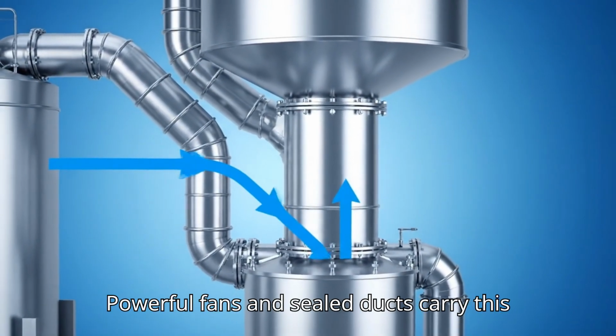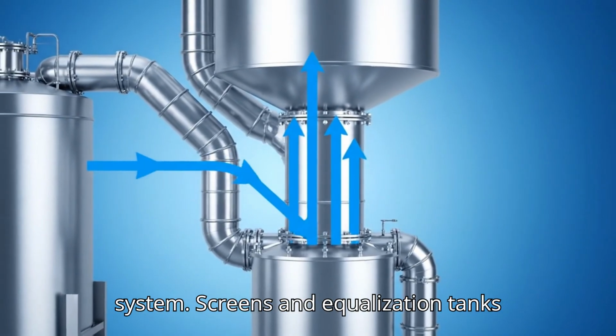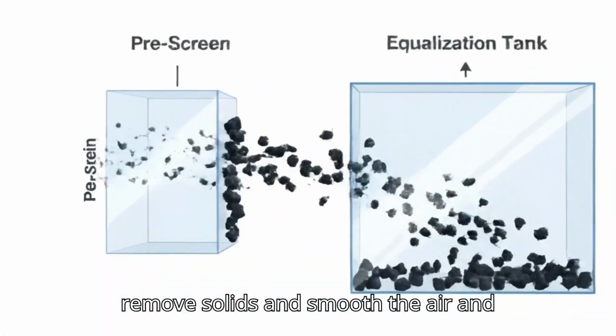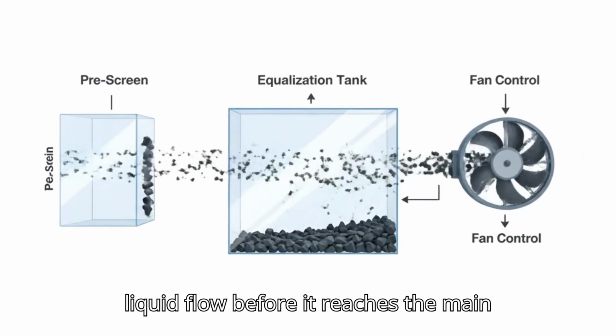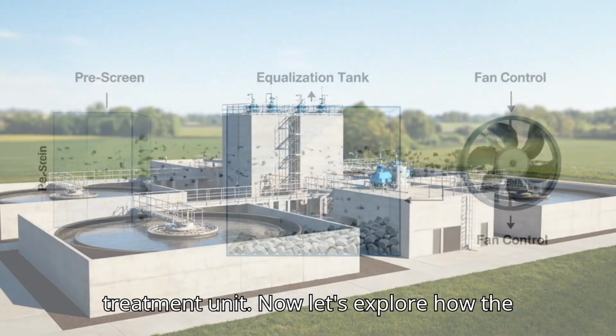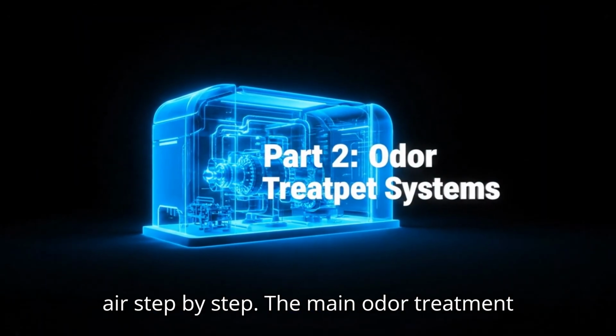Powerful fans and sealed ducts carry this odorous air safely toward the treatment system. Screens and equalization tanks remove solids and smooth the air and liquid flow before it reaches the main treatment unit. Now, let's explore how the odor treatment systems clean the captured air step by step.